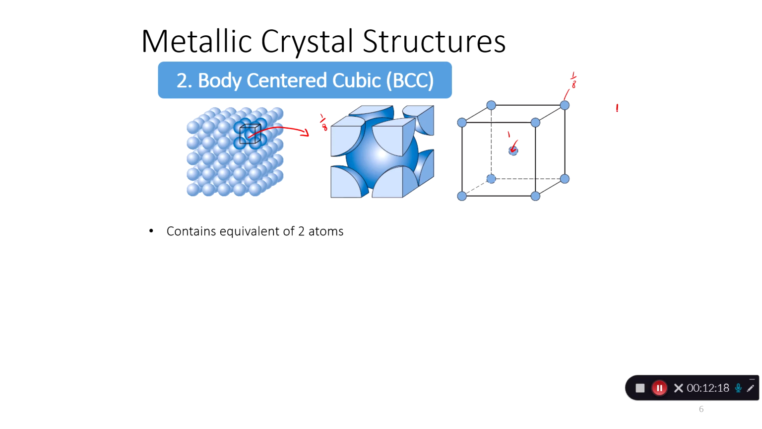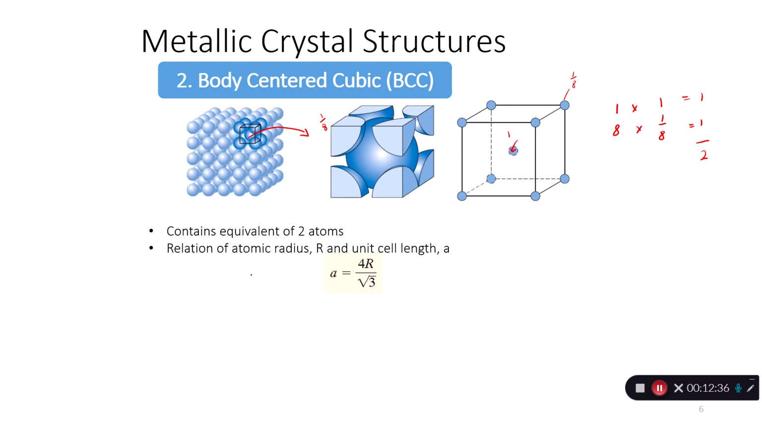So one whole atom at the center, and at the corners we have 8 corners, and each is 1/8 of an atom. So this is 1, this is another one. We have a total of 2.